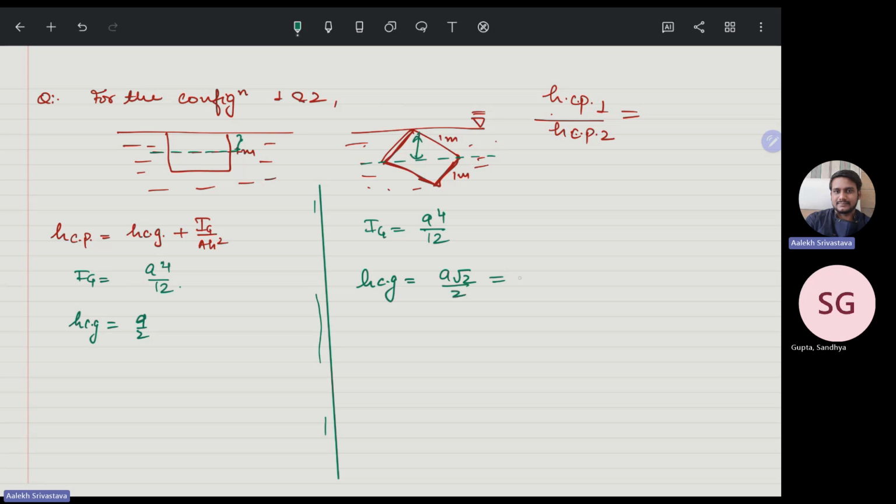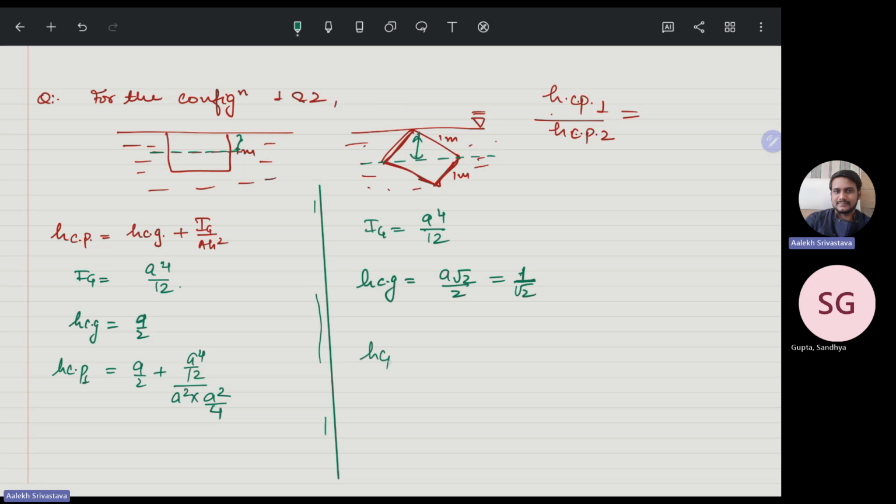So a is 1 and it is 1 by root 2. So this is the length, this is the center of gravity. Therefore, if I say SCP1, it is a by 2 plus a raised to the power 4 by 12 by a into h square. So a is all again your a square into h square, that is a square by 4.